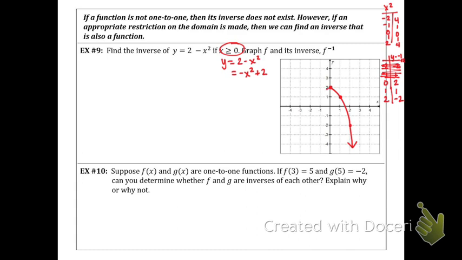Okay, now just think about it. If I drew in the other side, we know it would look something like that. It would not pass that horizontal line test, okay? So that's why we have to restrict it, and it told us to restrict it up there in the problem.